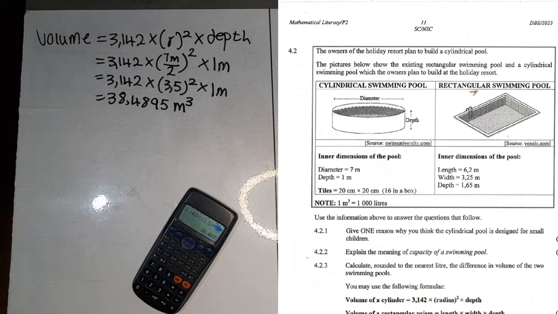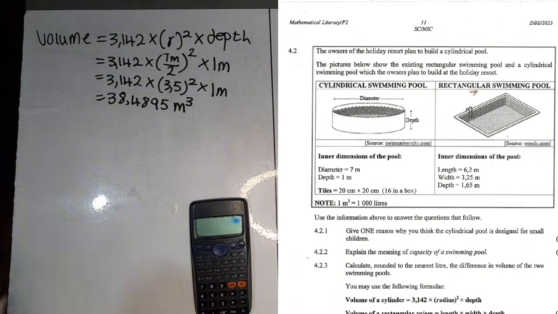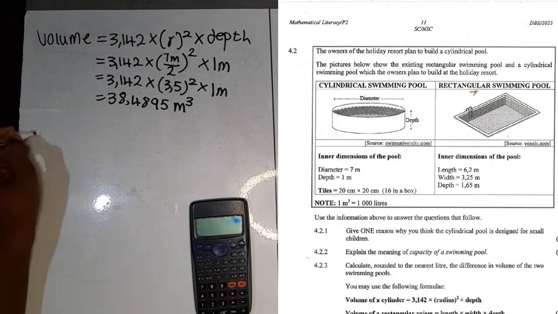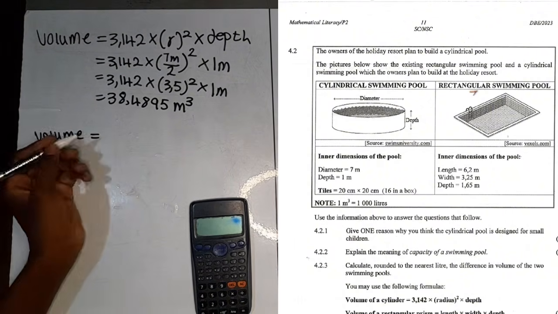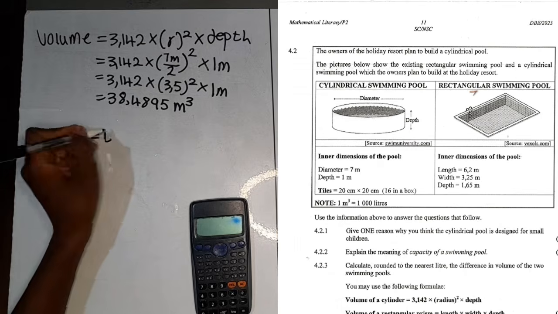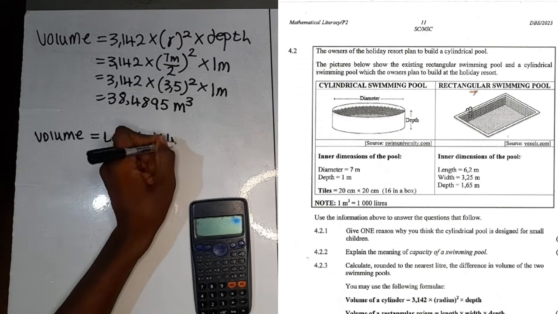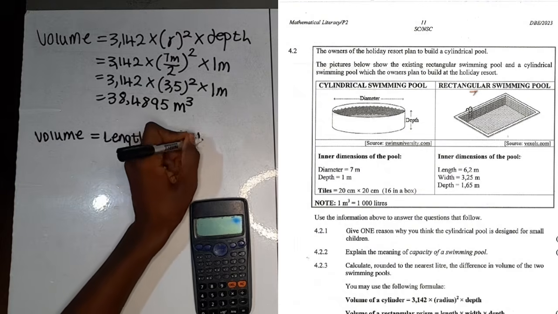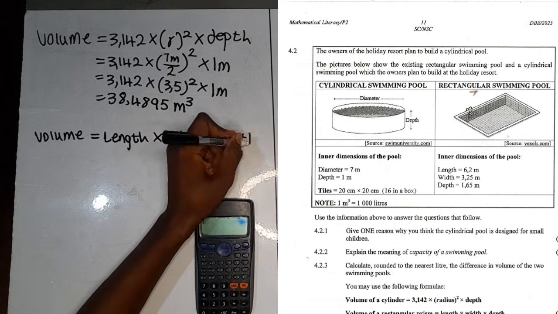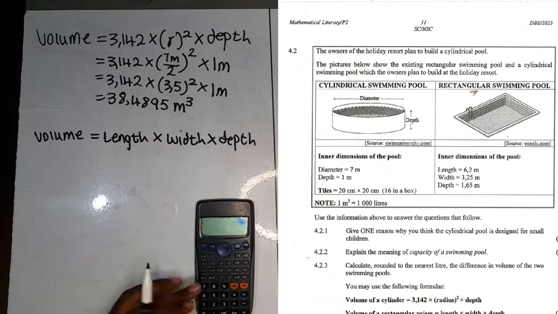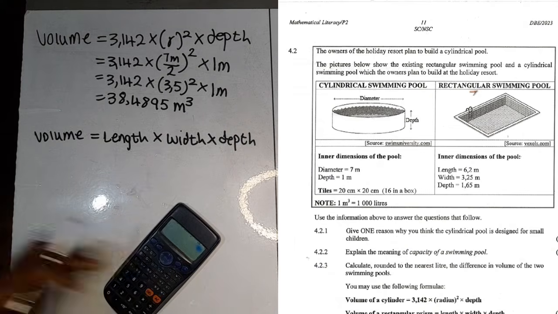And remember that we've also been given the formula to calculate the volume of the rectangular swimming pool. So the formula says volume equals length multiplied by width multiplied by the depth of the pool. This is the formula that has been given to us, and what we need to do is just to substitute the formula and get the answer.